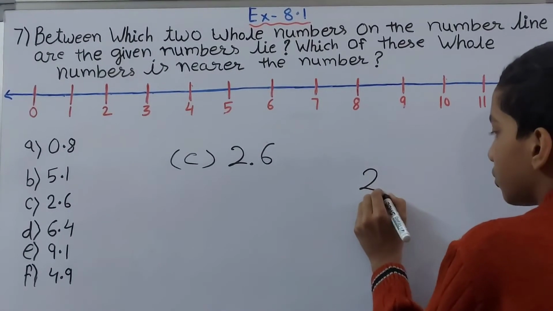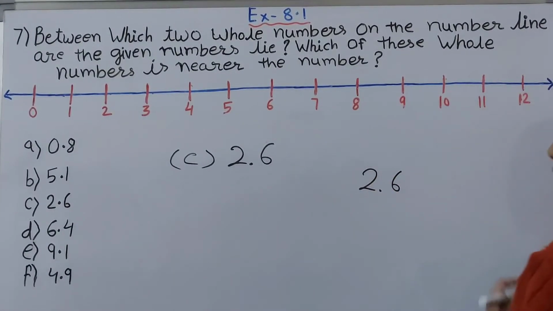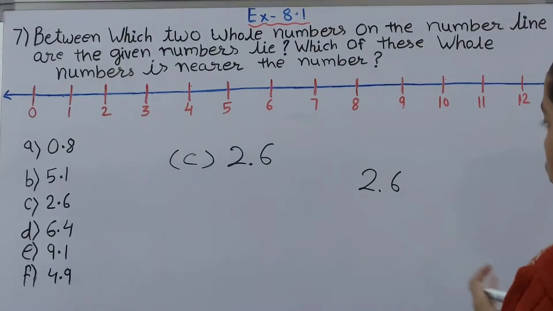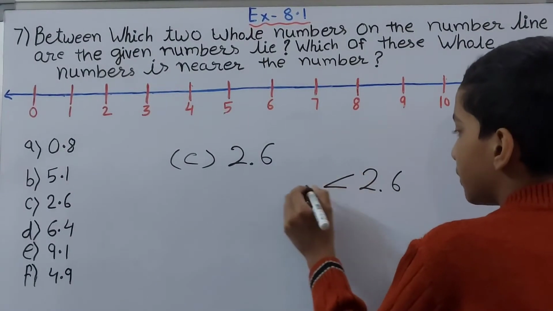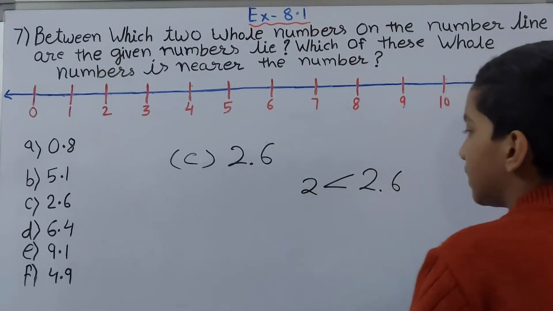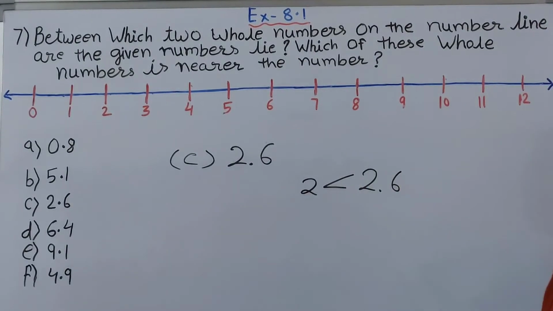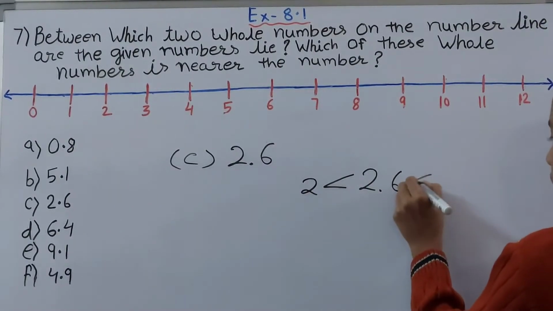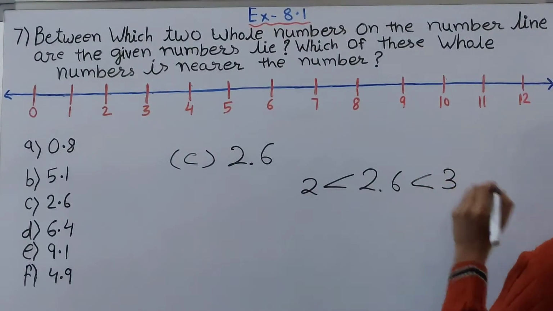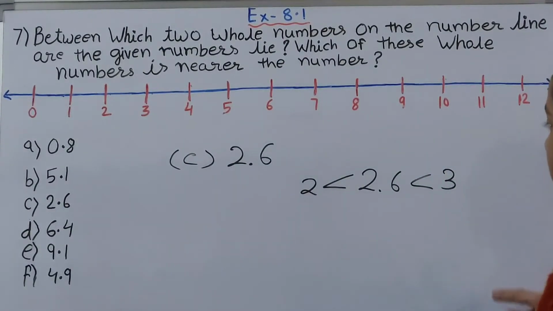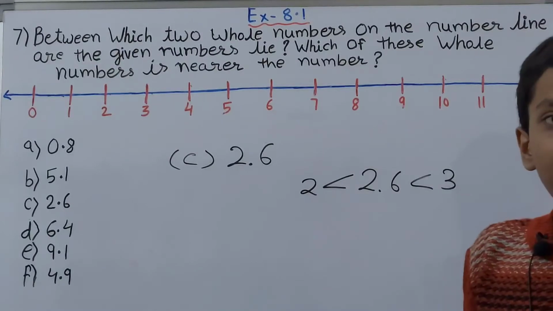And after 2, in the tenths place we are having 6. So that means 2.6 is not exactly 2 wholes. It is greater than 2 wholes, so we will put this mark like this. So that means 2.6 is greater than 2 wholes, and it is not making 3 wholes. So we will put a mark like this and write 3 here. So that means 2.6 is smaller than 3 wholes.